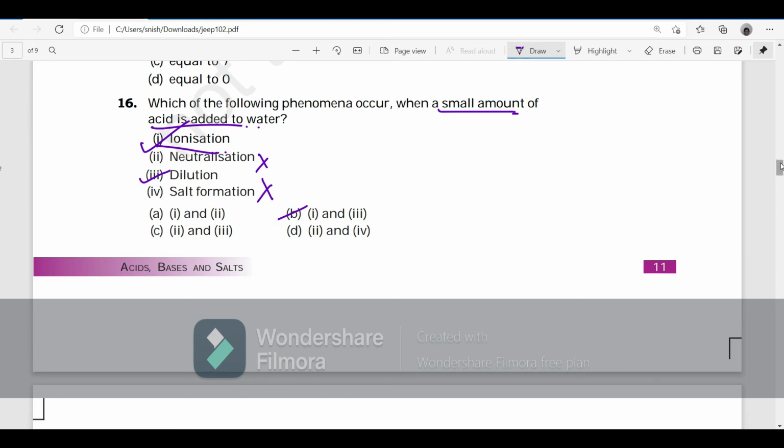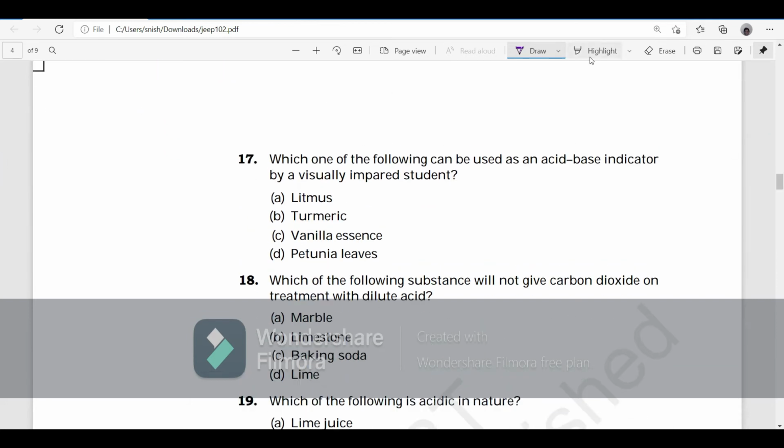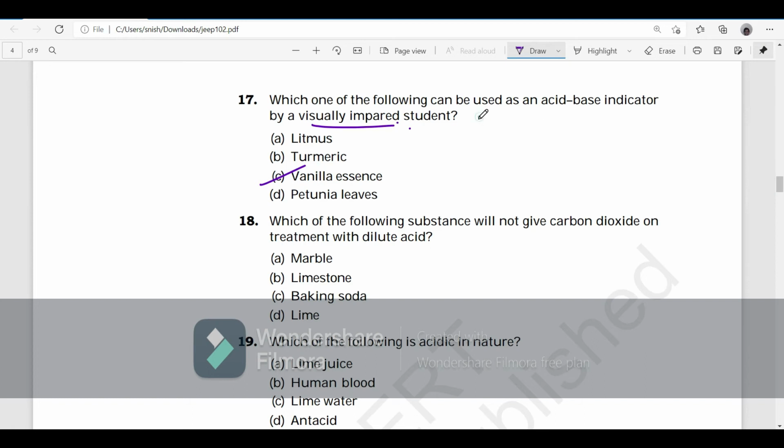Which of the following can be used as an acid base indicator by a visually impaired student? So, for a visually impaired student, olfactory indicators are to be used. Vanilla essence, onion or clove oil can serve the purpose. So, you can use any of these three, right? These are called olfactory indicators.